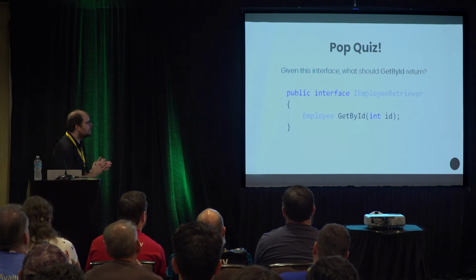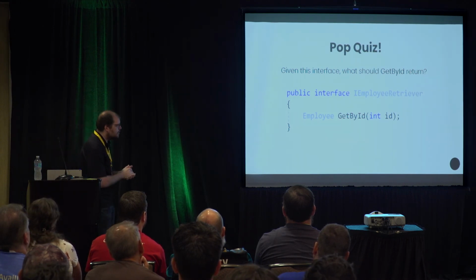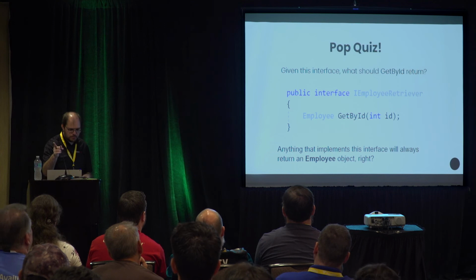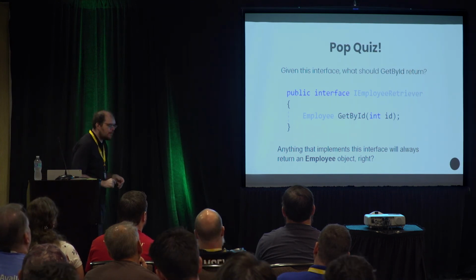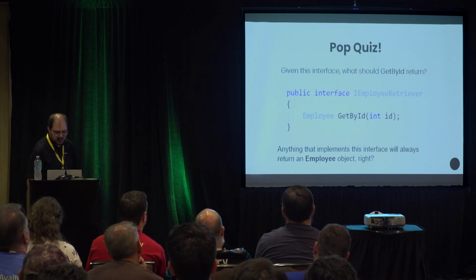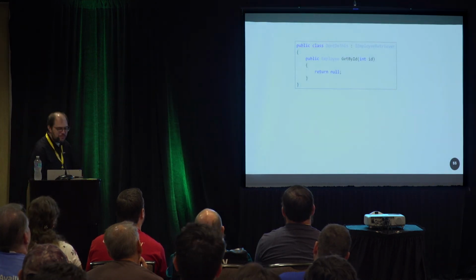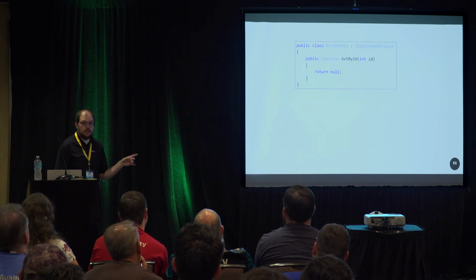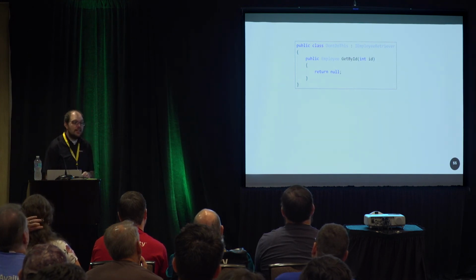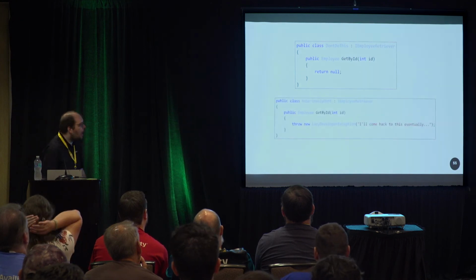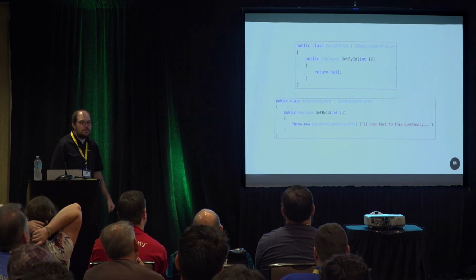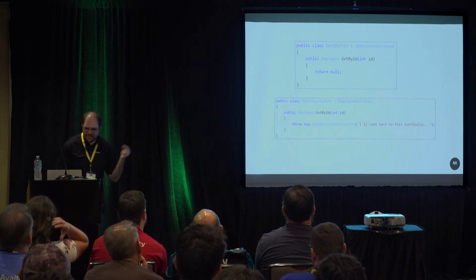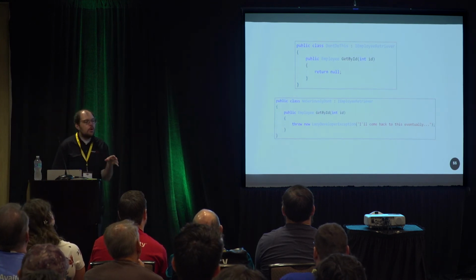That being said, pop quiz. Here's an interface. What does GetById return? It returns an employee, right? Anything that implements this interface will always return an employee object, right? That's what the contract says. Don't do this. Okay? So that's one way that the contract lied to me a little bit. It said it always returned me an employee. Well, null's not an employee. That doesn't help me. Or, my personal favorite, I'm going to throw an exception. The ultimate escape hatch. No, I don't have to do anything you tell me. The ultimate table flip. Seriously, don't do either one of these. Okay, let me show you a more realistic example.